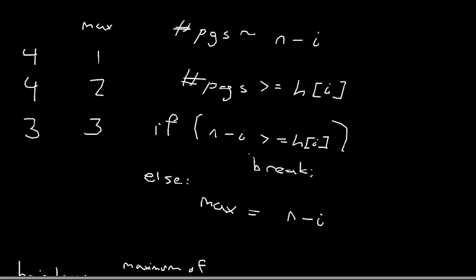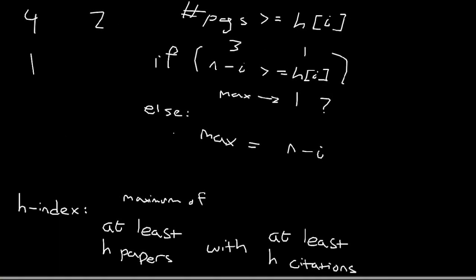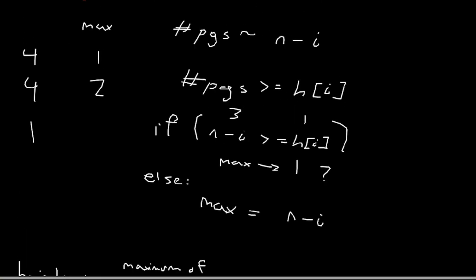We'll stop searching. But let's say hypothetically we received a 1. If we received a 1 right here, then the number of pages that we encountered so far is 3, and that 3 is greater than 1. But does that mean that we should set max to 1? That is incorrect, because if we set it to 1, we will make the same mistake we made down here. We should then just take whichever one is greater.